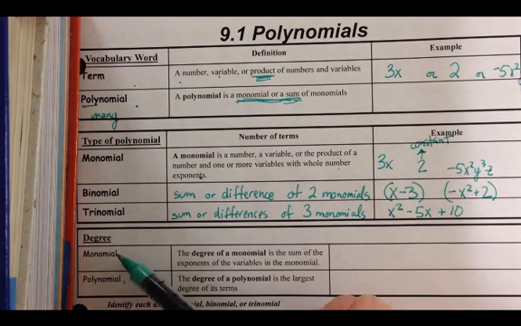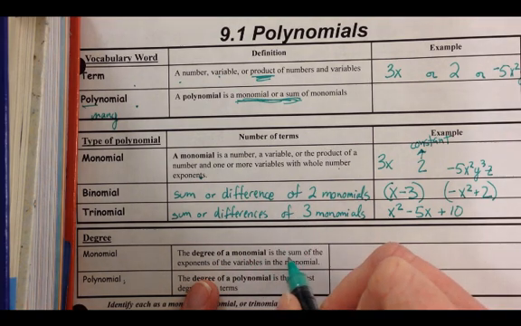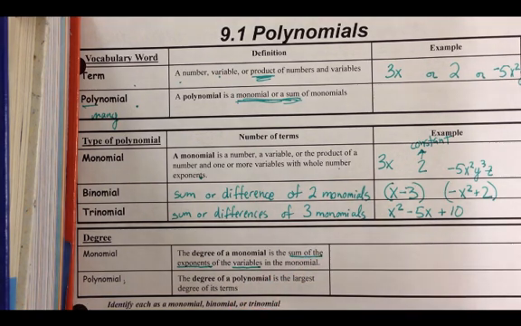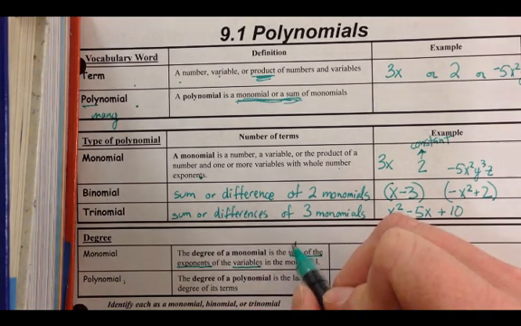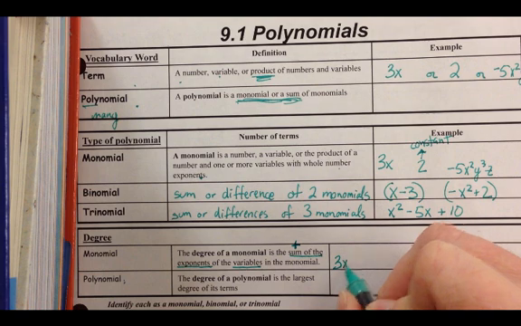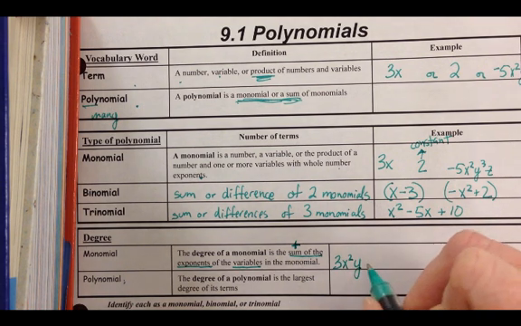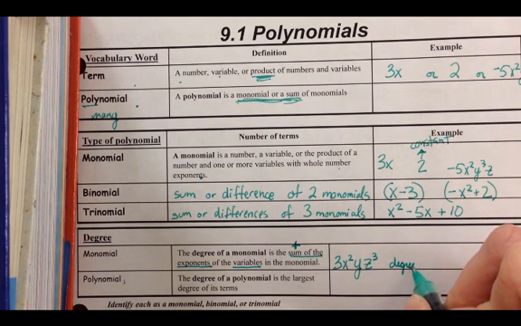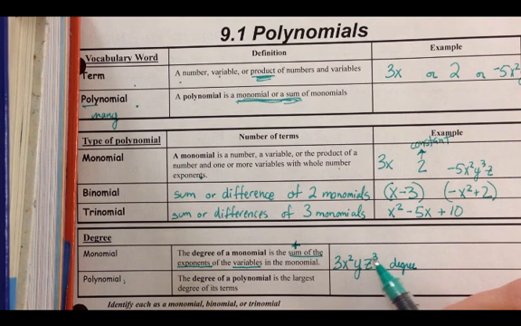So when you see no additions or subtractions, it's a monomial. And when we find the degree of a monomial, we find the sum of the exponents on the variables. The sum, that means add, of the exponents of the variables. So if we had a problem like 3x squared y z to the third, when we look at the exponents on the variables, we have 2, 1, and 3. So the degree would be 1, 2, 3, 4, 5, 6, equal to 6.